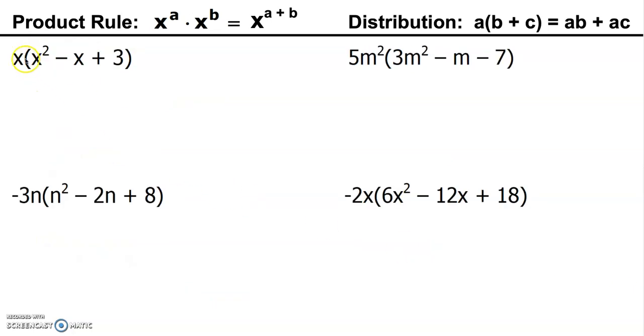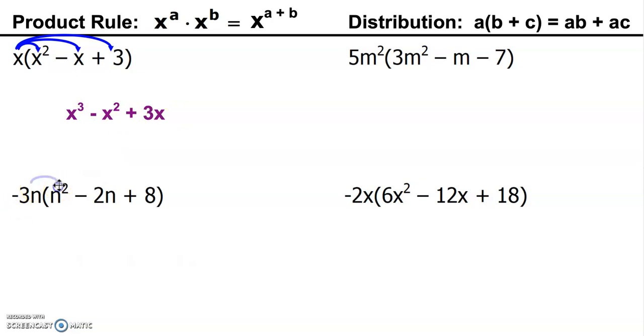Next, we're distributing a monomial across a trinomial. It's going to work the same way. I'm distributing x over each one of those terms. So x times x squared becomes x cubed. X times a negative x becomes a negative x squared. X times 3 becomes 3x. None of these terms can combine because none of the exponents are the same. Even though they have the same variable, they're not like terms.